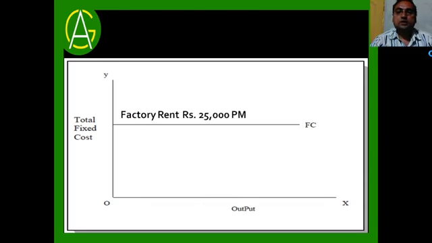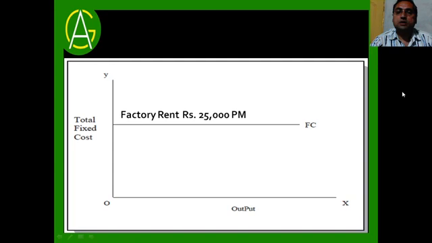Here first in front of you is given fixed cost. So for example, in case of total fixed cost, this is the factory rent. The factory rent is assumed to be rupees 25,000 per month, and fixed cost, as you know, remains fixed for any level of output. So the fixed cost curve will be a horizontal curve. Let us see how it happens.